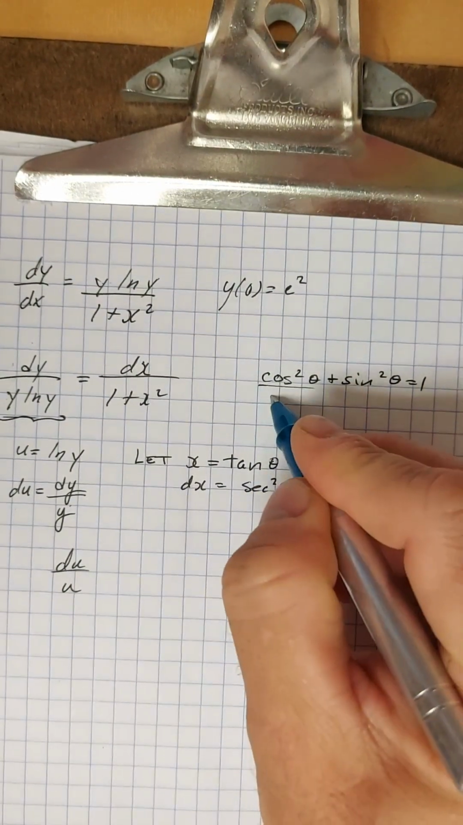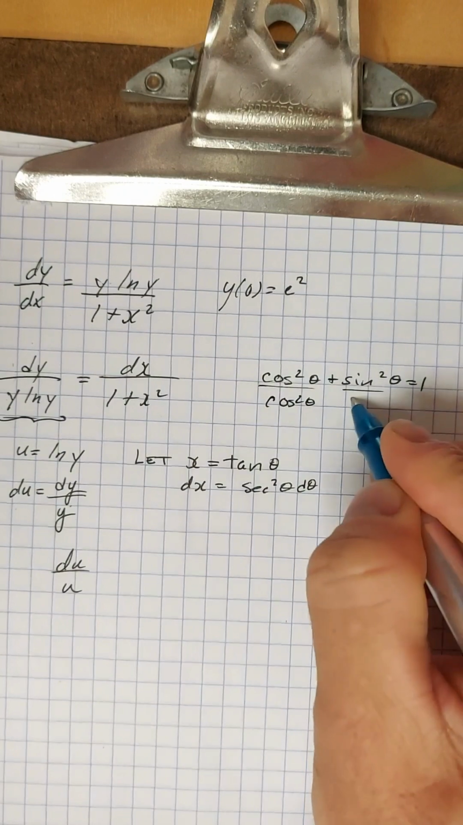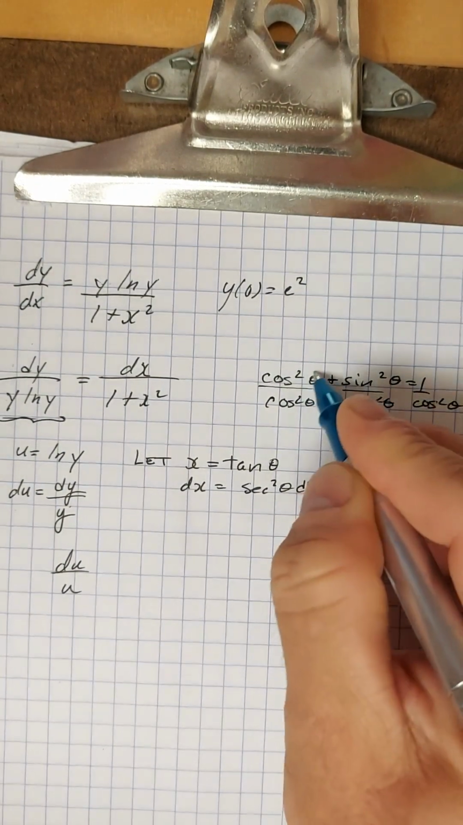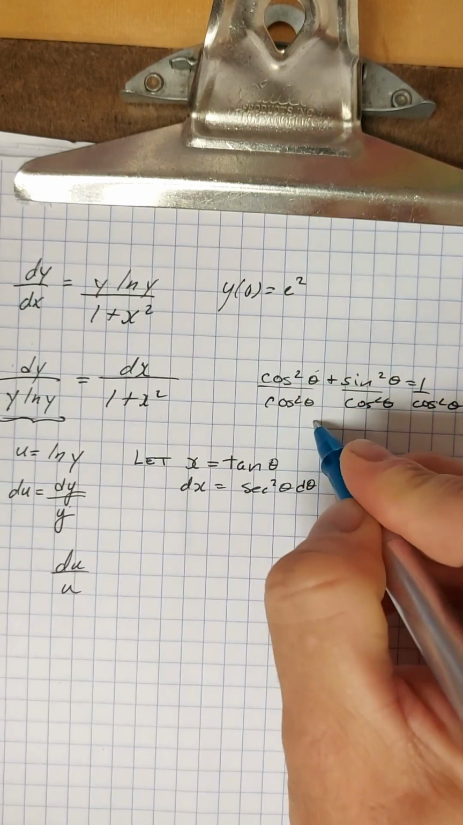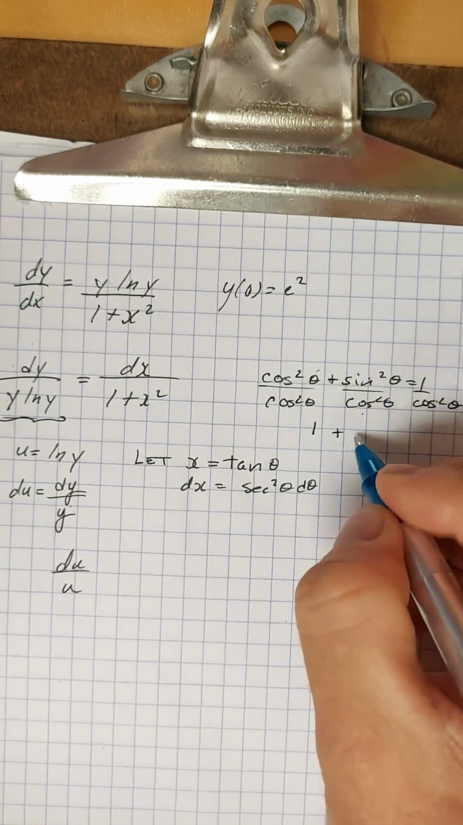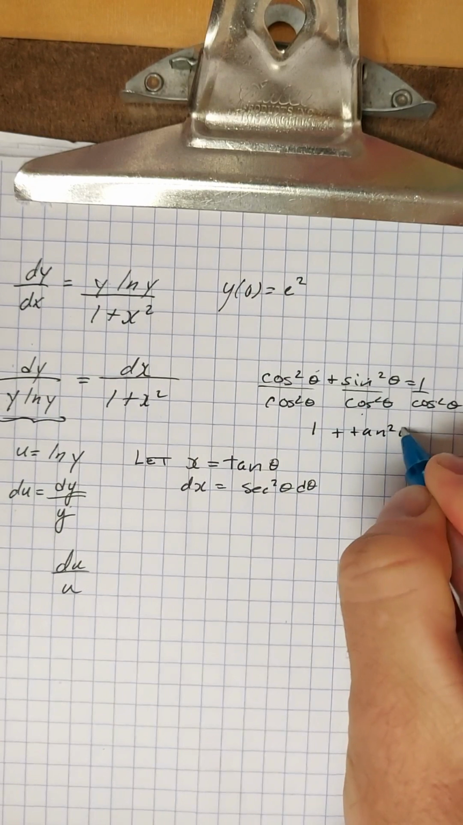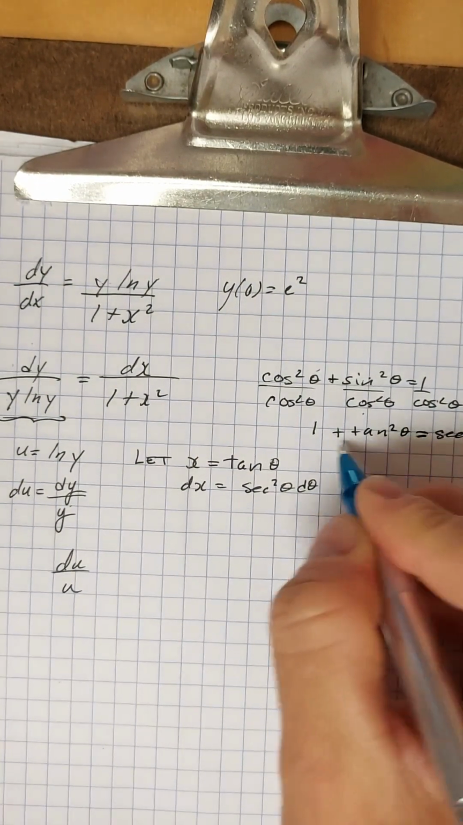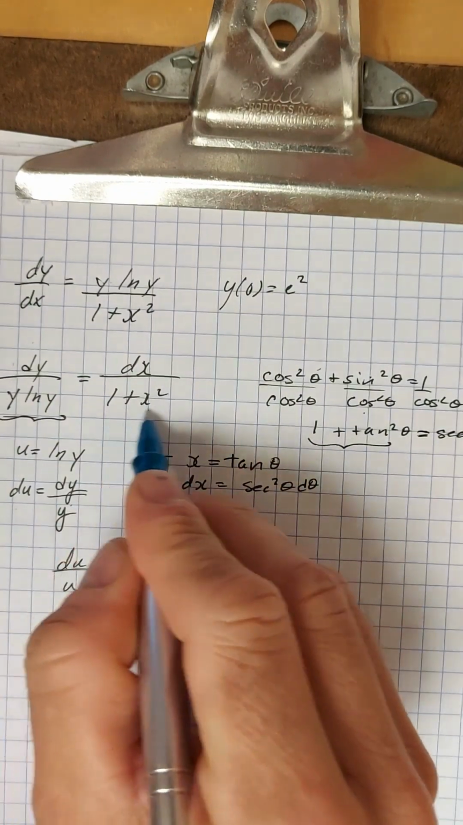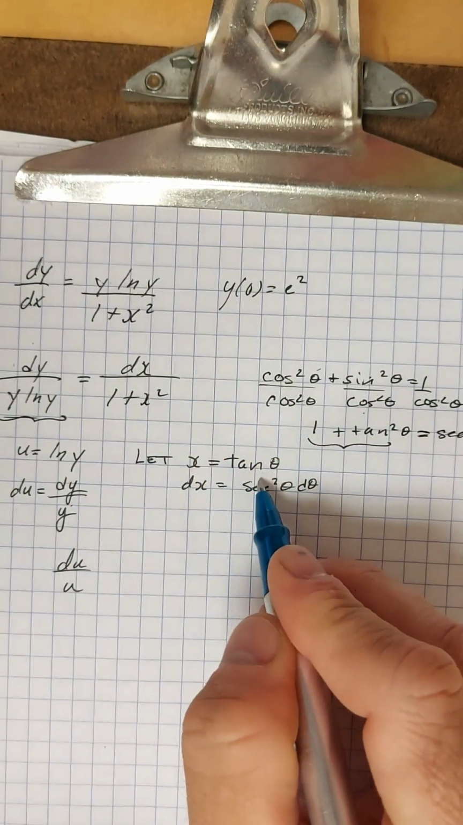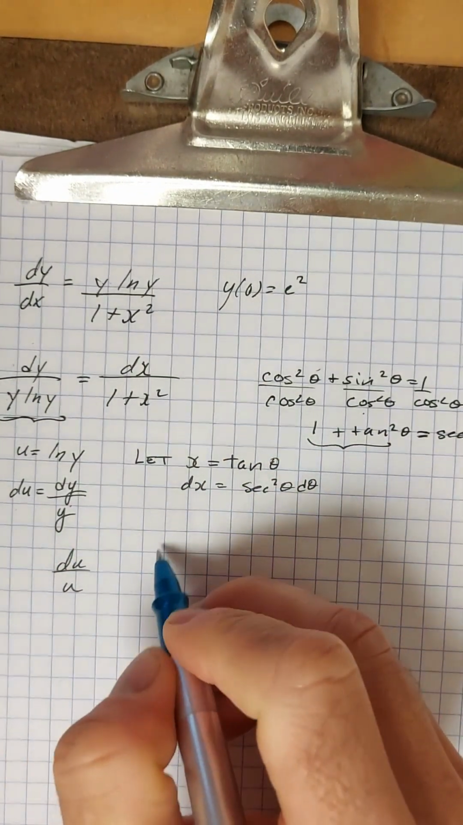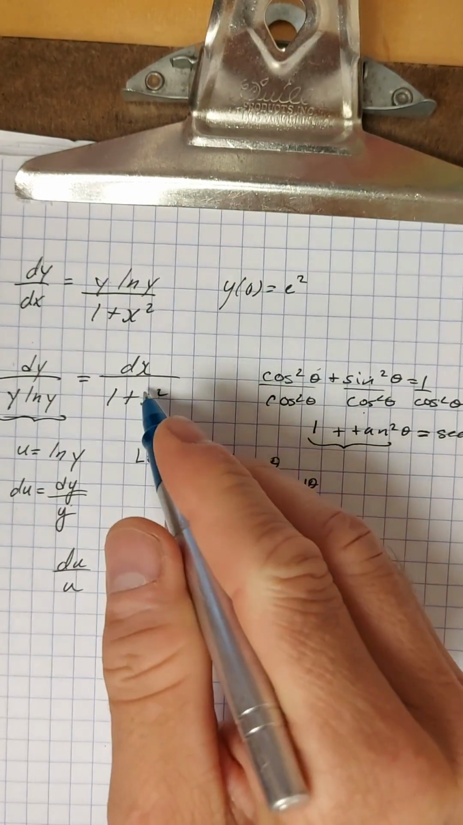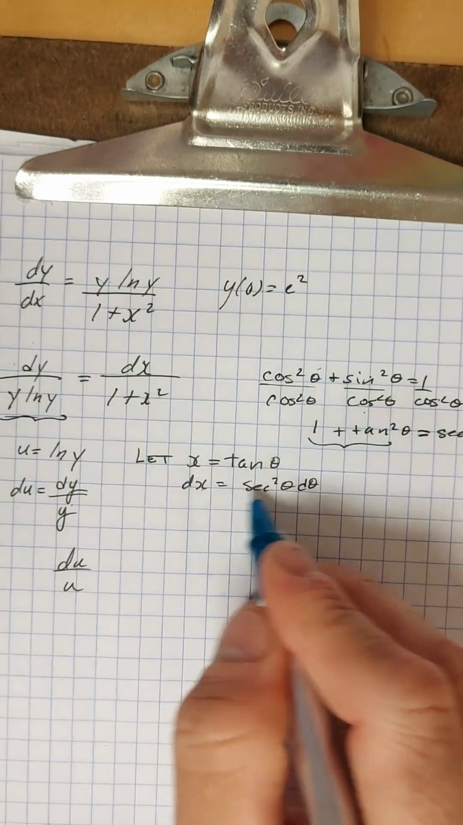So if you divide everything through by cosine squared theta, you get 1 plus sine squared over cosine squared. Well, that's tangent squared theta, and that's going to equal secant squared theta. So this part looks very similar to this part once we make this substitution. If we put in x equals tangent theta, you're going to get tangent squared theta out, and then the dx becomes this whole thing over here.